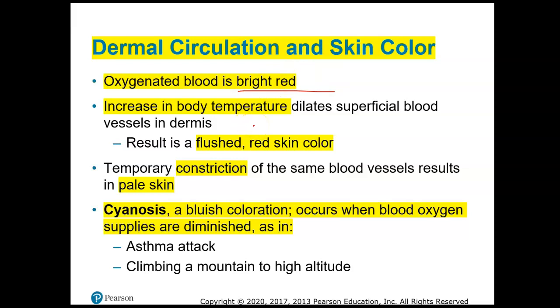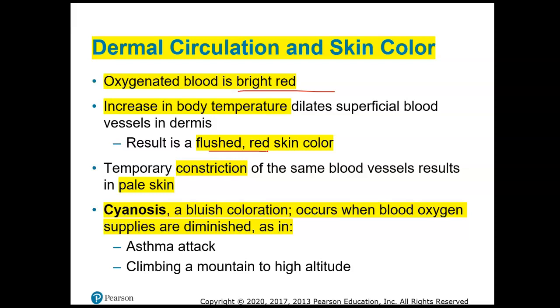But there are a few conditions that will cause your skin to either turn red or pale. So when your body temperature rises, it dilates your blood vessels close to your skin, and they dilate so that they can deliver blood to the surface of the skin, and along with that, the heat will radiate from the surface of your skin. You will lose body heat that way, and your body temperature will drop. But it causes you to have a flushed red skin color. And if you're cold, that will cause constriction of those blood vessels, which will result in pale skin.